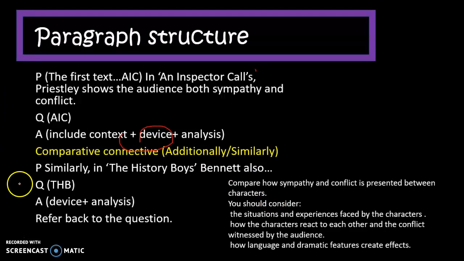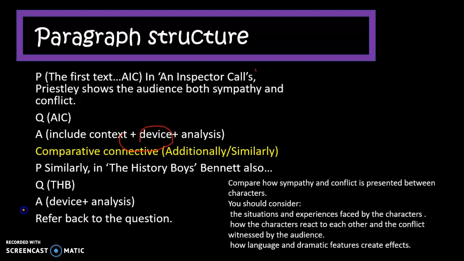And then within the same paragraph, so this is key. I know sometimes you're taught to compare in separate paragraphs. I wouldn't do that. I would suggest that you compare in the same paragraph. So similarly in The History Boys, Bennett also, that suggests that this paragraph is about similarity, quote and analysis, and then of course referring back to the question.